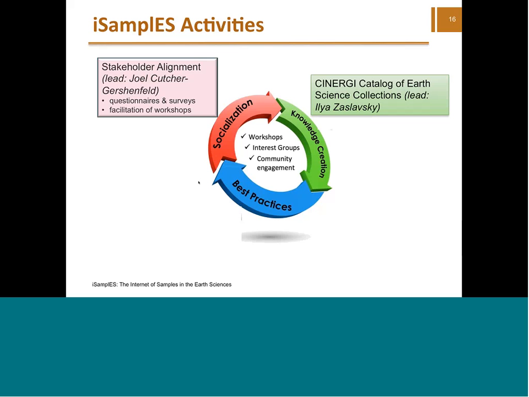We want to create some resources that will last beyond the duration of the RCN. That is a catalog of earth science sample collections that will become part of the Synergy inventory, which is one of the building block efforts within EarthCube. And we will set up a semantic wiki under the lead of Yolanda Gil to create a resource that will have information on best practices, standards, on available resources, and so on.